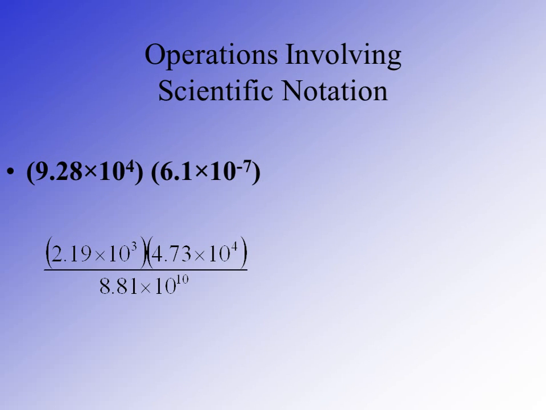Taking a look at these examples, in the first one you're multiplying 9.28 times 10 to the 4th power times 6.1 times 10 to the negative 7th power. Remembering the steps, split the parts and multiply your base numbers first. Using estimation, roughly 9 times 6, we would expect our answer there to be 54. Putting it in proper scientific notation form, we would expect our answer to be relatively close to about 5.4. So we'll remember that for the end.